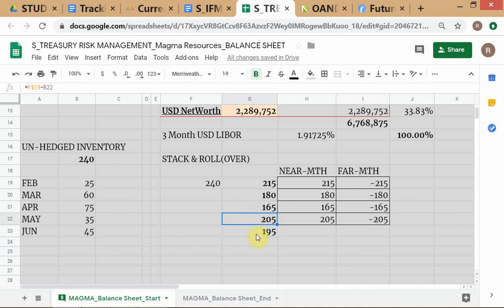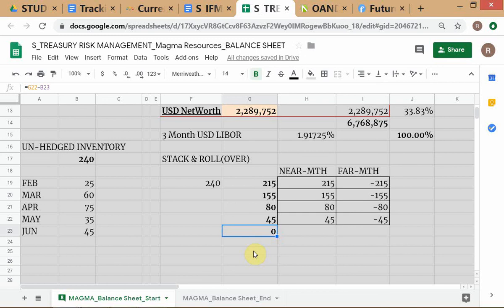Where did this 205 come from? There is some problem here. It should be cumulative, and it's not cumulative. So it should be 215 minus 60. So this we have to maintain against 215. It should be against G19. Now it will make sense. Now it zeroes out and makes sense. Okay, that's how you understood this concept.